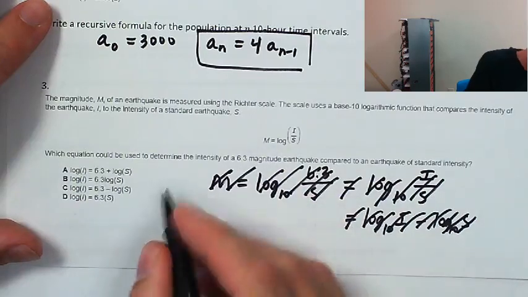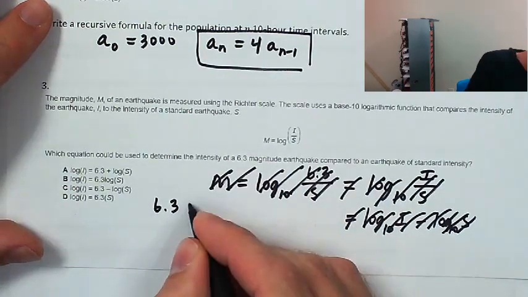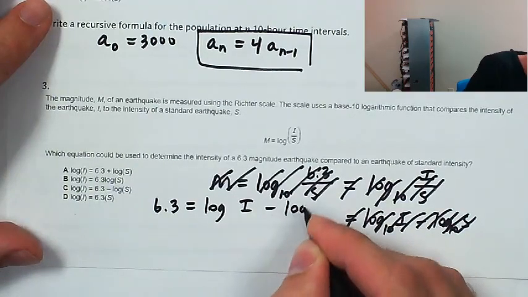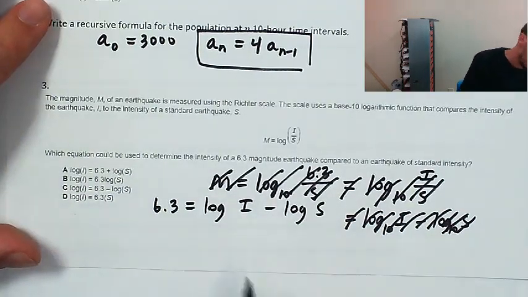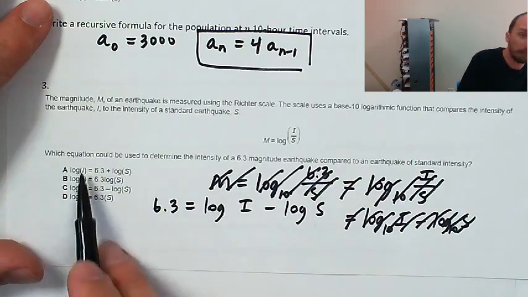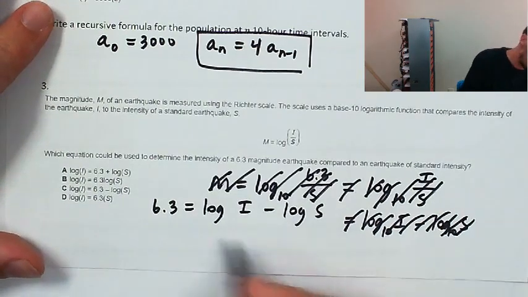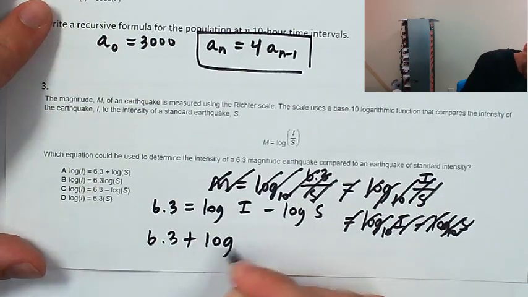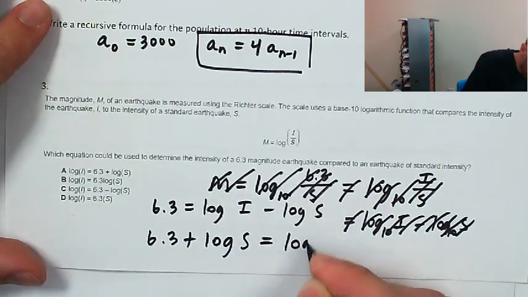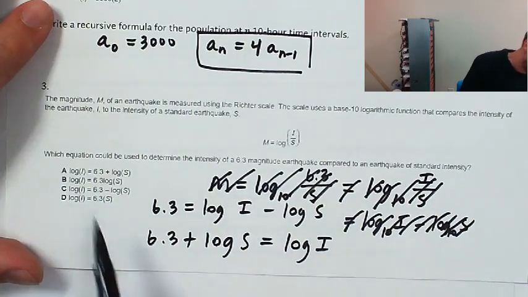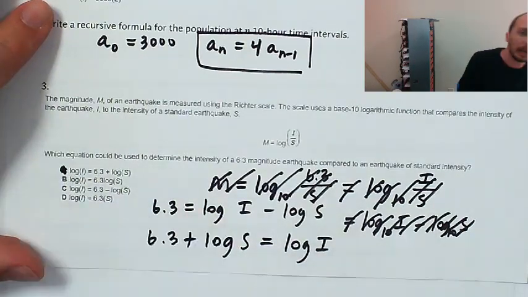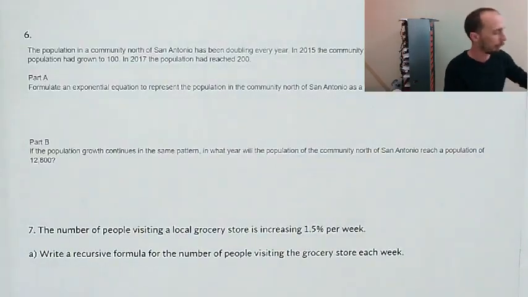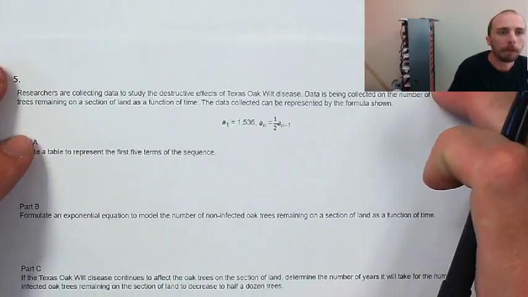Okay, 6.3 magnitude is 6.3 equals log of I minus log of s. So if I was looking to solve for log of I, which is what it appears they're wanting me to do, I would add log of s to both sides, and I'd have 6.3 plus the log of s equaling the log of I. Okay, so 6.3 plus the log of s equals the log of I. That's A. Okay, that was tough. Let's move on.